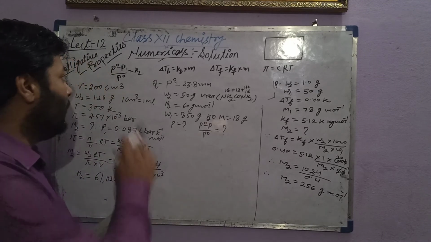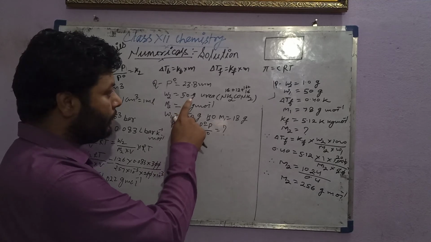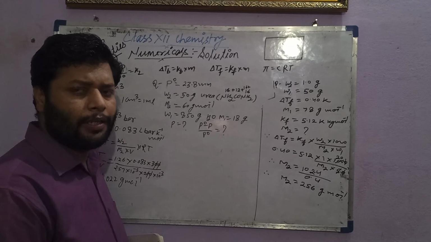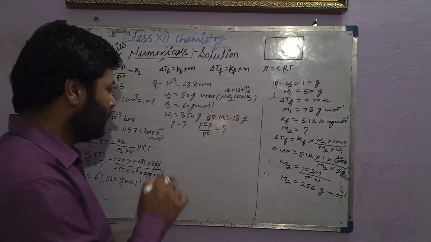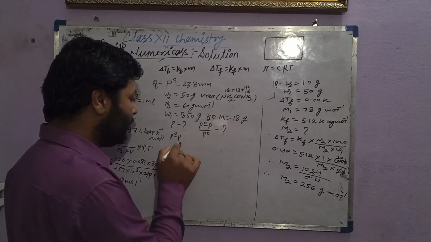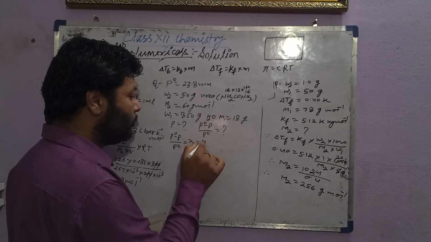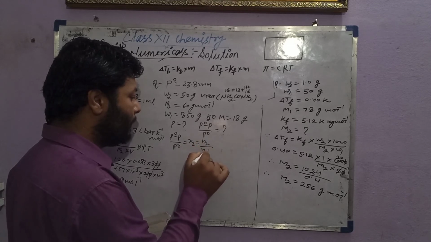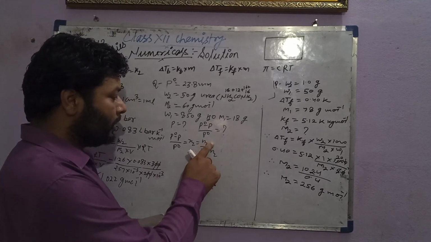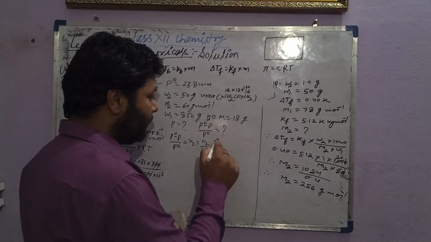So from the formula P naught minus P upon P naught, now the mass of the solute is not negligible. 50 gram is not negligible, so we have to use the full formula. That formula is P naught minus P upon P naught equal to x2 equal to n2 upon n1 plus n2. So just solve separately the value of n1 and n2.